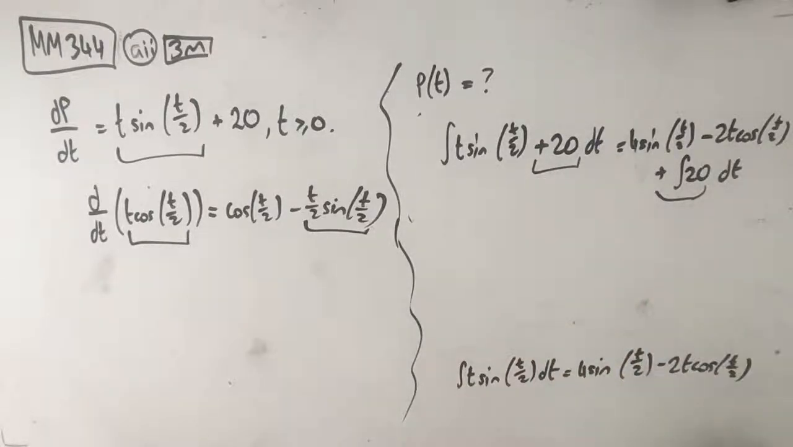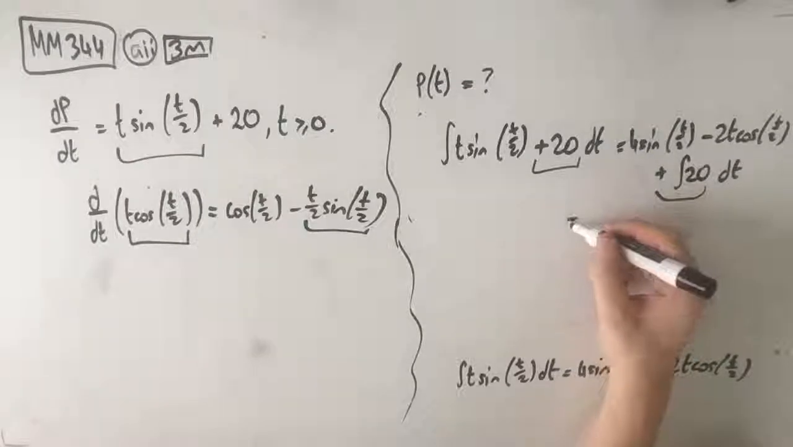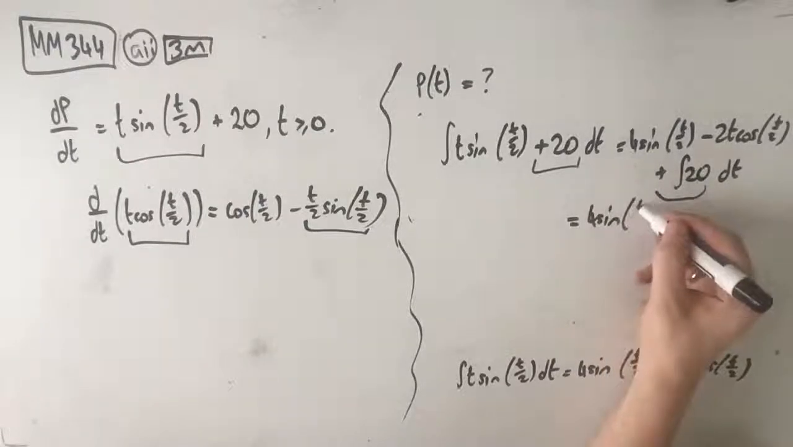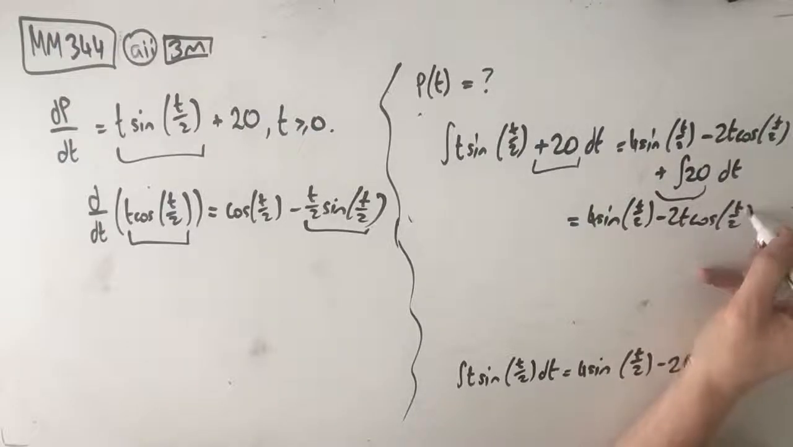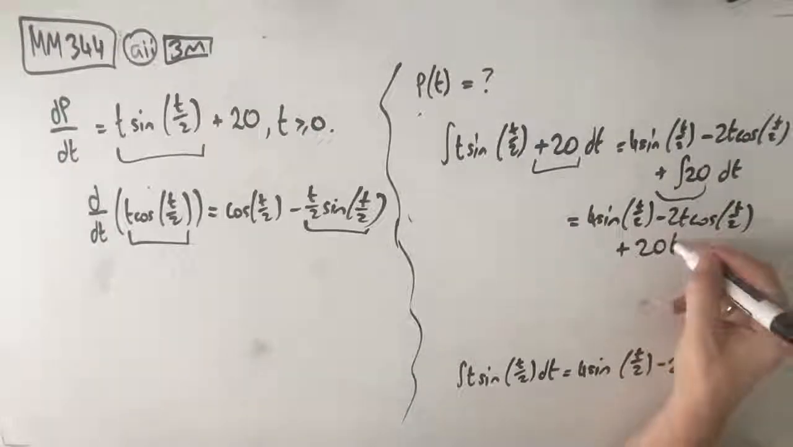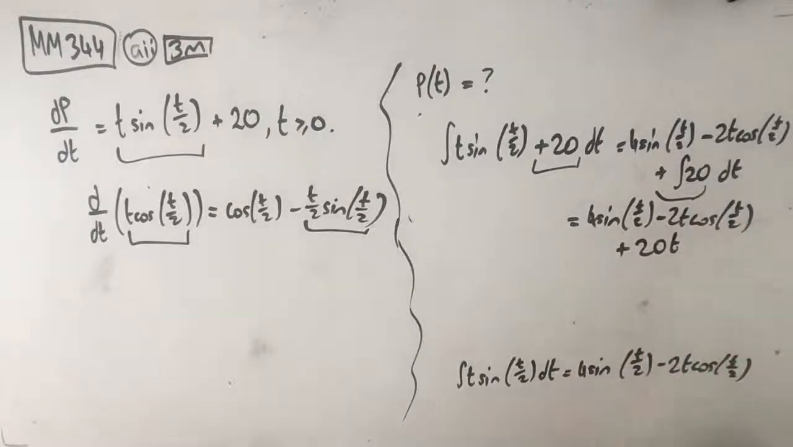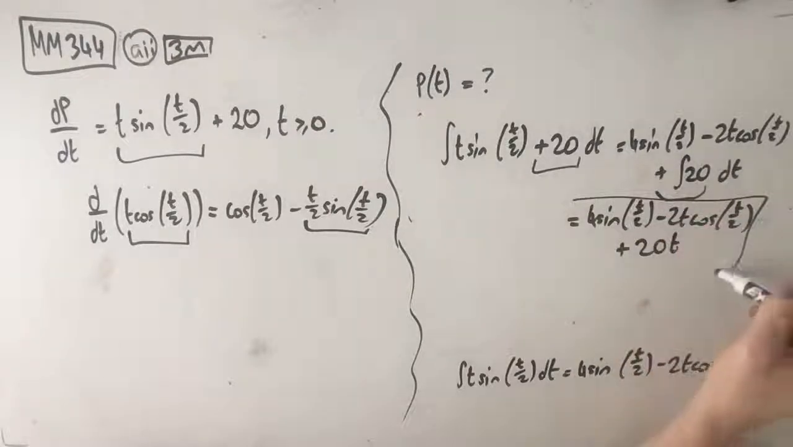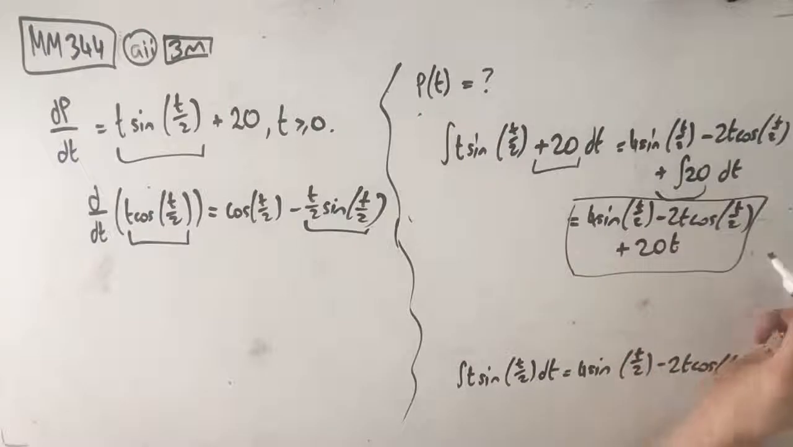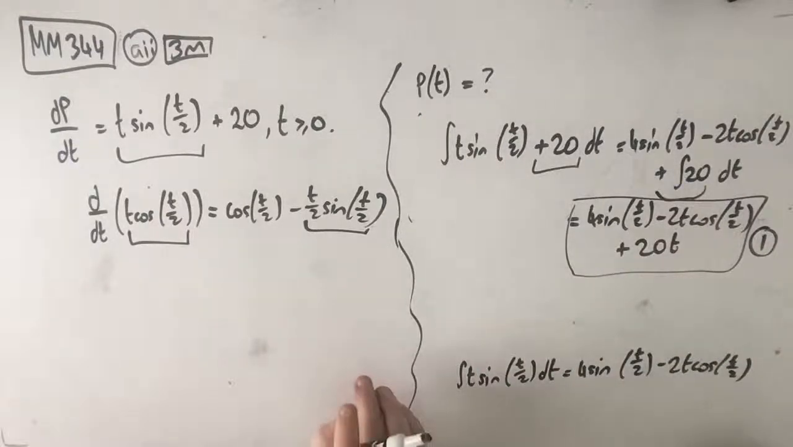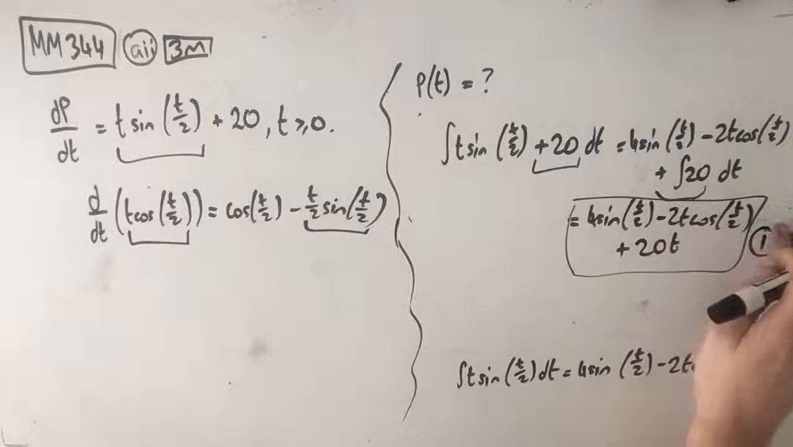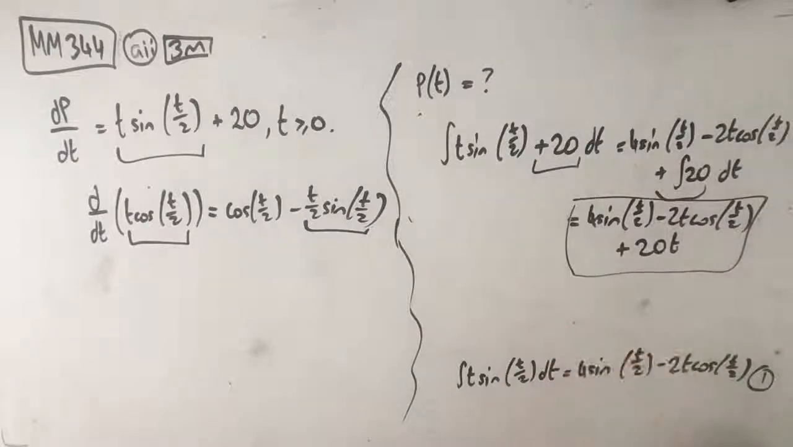So we get plus the integral of 20 on that side, which means we get 4 sine t on 2 minus 2t cos of t on 2 plus 20t, right? Because the integral of 20 is 20t. This is our integral, okay? So if you did this in your calculator, you would have got this. This is our first mark. So I know this is a lot of work. Oh, you know what? This is actually probably your first mark down here. And then integrating this is our second mark.